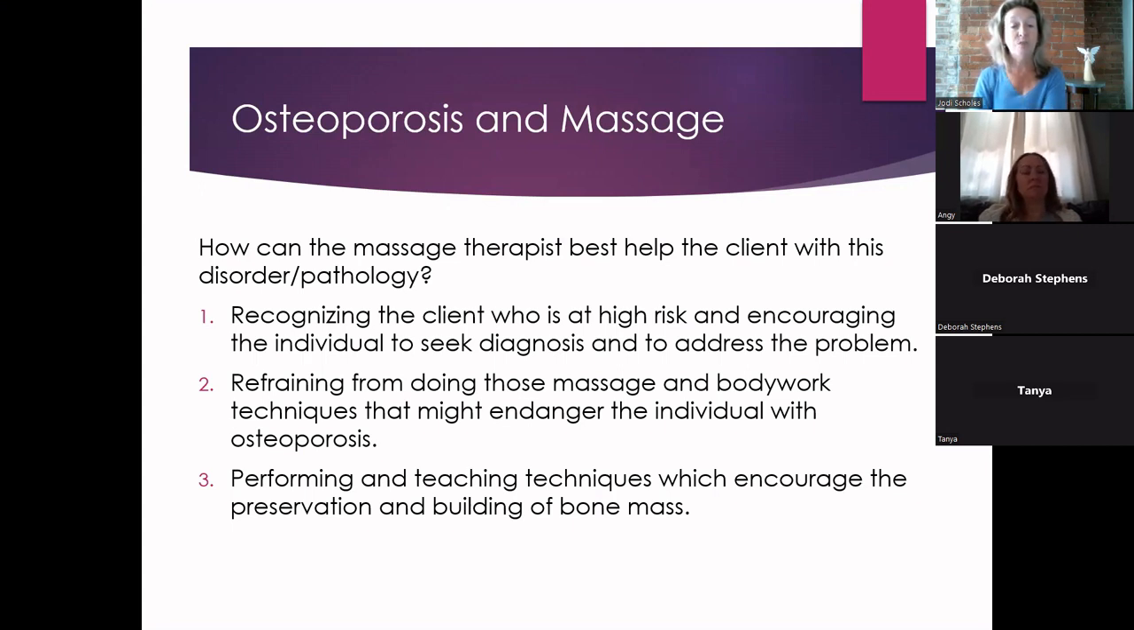We'll get to that slide in just a moment. What do we do when we have a client with osteoporosis or osteopenia? Well, we can recognize clients who are at high risk: females, menopausal, light-skinned, small-framed. We can ask if they've had a bone density test. When we have a client who has osteoporosis, there will be session adaptations, especially if they have a kyphotic curve.